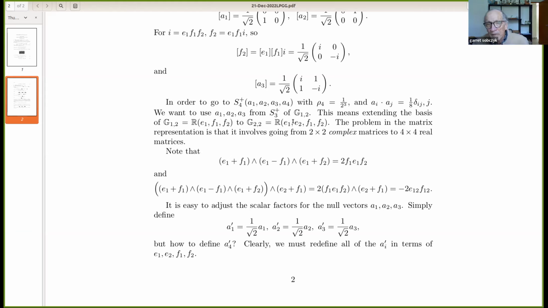But we know how to represent that geometric algebra in terms of 4x4 matrices. The question is, can I represent them in terms of these four null vectors, A1, A2, A3, and A4? We can think about A1, A2, and A3 as defining the light cone in three-dimensional Minkowski space-time.